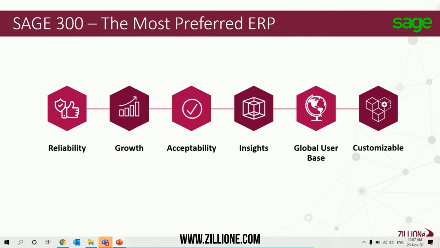Apart from that, you would always agree that it has always supported many organizations with customizations to meet most of your key business decisions. So with all of this, you and I both can agree that Sage 300 is one of the most preferred ERPs out there.